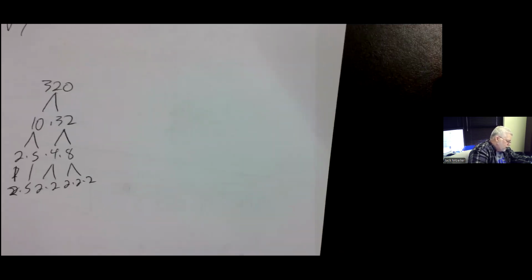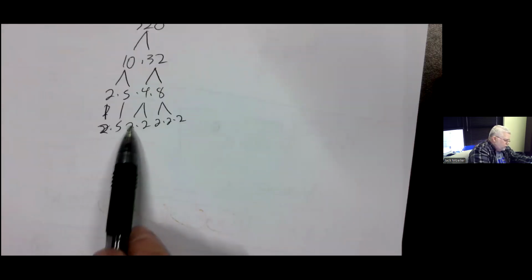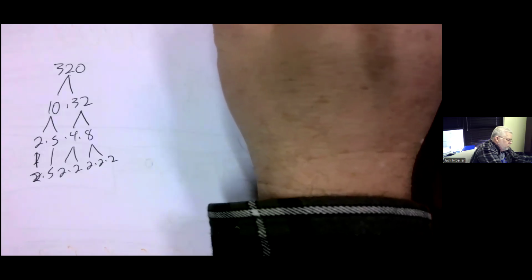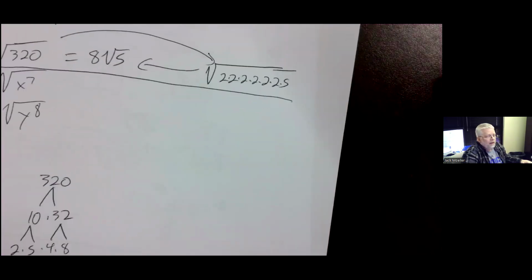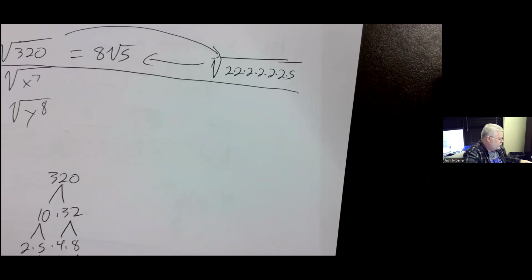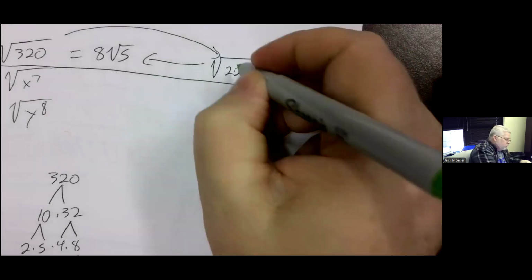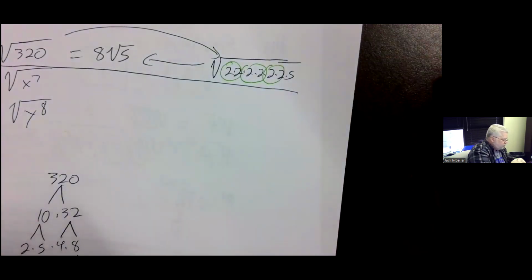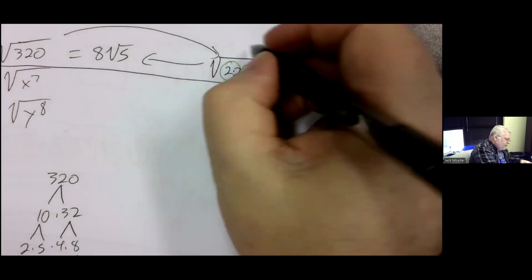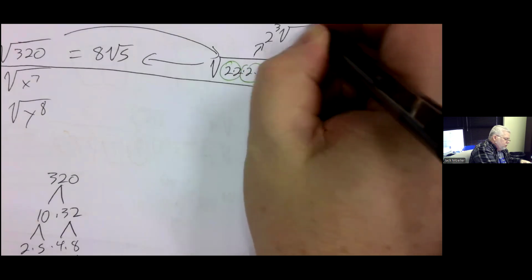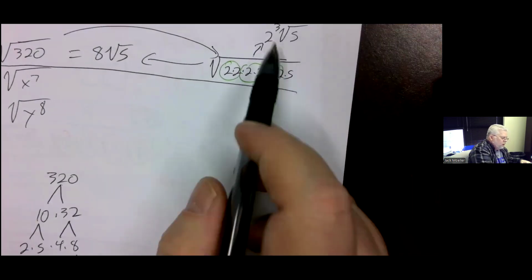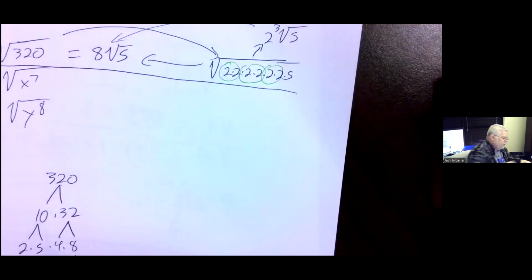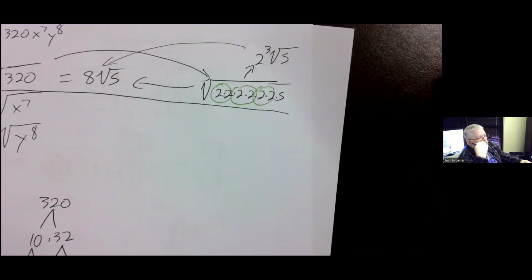All right, so what do we have? We have 1, 2, 3, 4, 5, 6 2s and a 5. So how does that help us? Well, remember the grouping method says that this is square root, so we're looking for pairs. There is 1 pair of 2s, 2 pair of 2s, 3 pair of 2s. So what are we pulling out? That is 2 cubed. What's left over is a 5. Now what is 2 cubed? Bam, it's 8. So that's where that 8 square root of 5 is coming from.